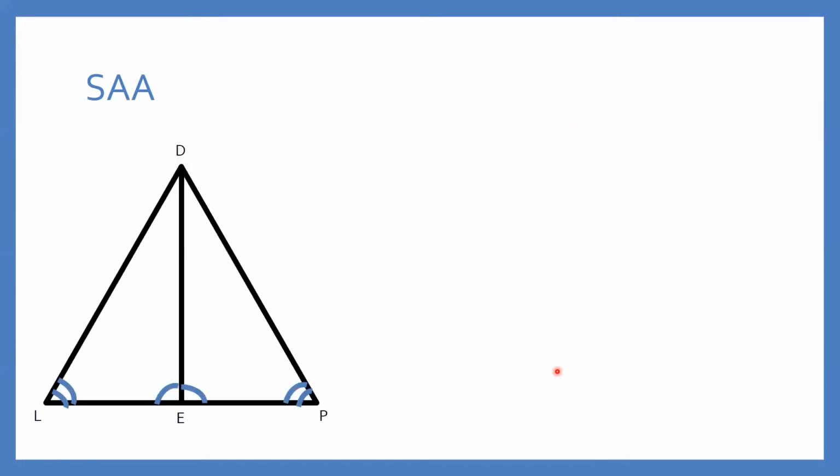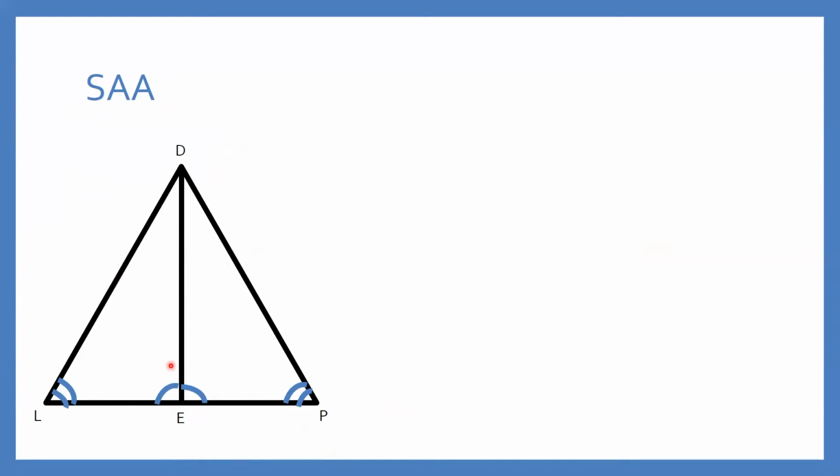And then let's go to the last one, which is SAA, or what we call the side-angle-angle postulate. The side-angle-angle postulate is that two pairs of angles have the same measure, and one pair of opposite sides has the same measure. As you can see, for angle P and angle L, the opposite side is DE. The opposite side is DE, right?